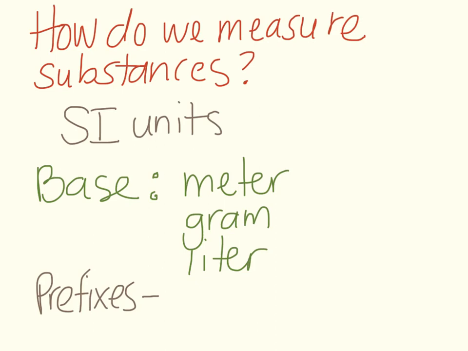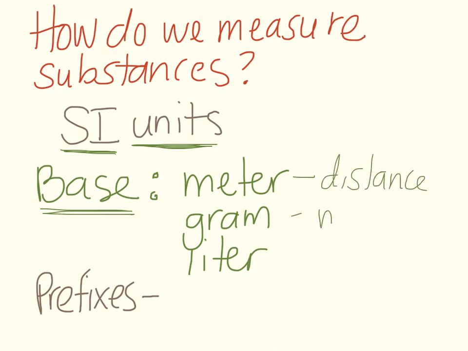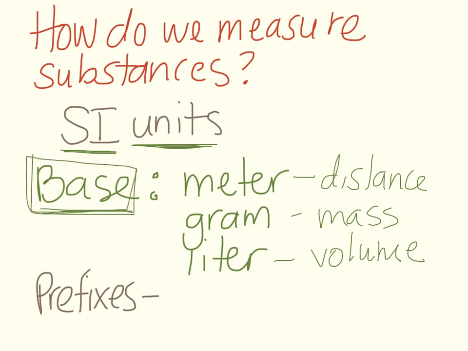Okay, so the next thing we're going to discuss is how we measure substances. We're going to use what are called SI units. It's an international system of units. Basically, it's all of the units that we don't use in America, but it's used in the rest of the world. There are 3 base units that you need to be familiar with at this moment. There are meters, grams, and liters. Meters measure distance, grams measure mass, and liters measure volume. So just know that these are base units. Very important because I'm going to be referring to that a lot.